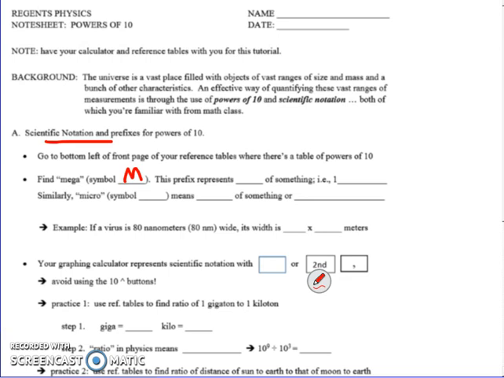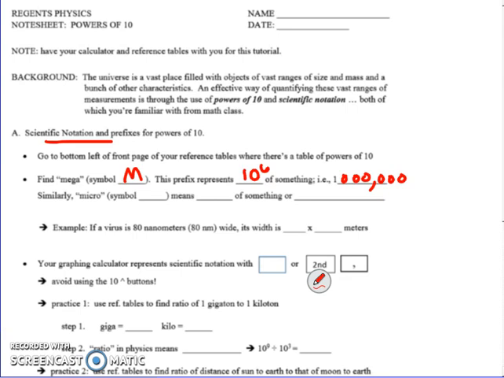That's a prefix. So when you have a mega of something, okay, as the reference tables tell you, it represents 10 to the 6th, okay? And that's a million. All right, so if you write it out as a long number, 1 followed by 6 zeros, that's kind of cumbersome to write. So we can write it as 10 to the 6. 1 times 10 to the 6 would be okay as well.